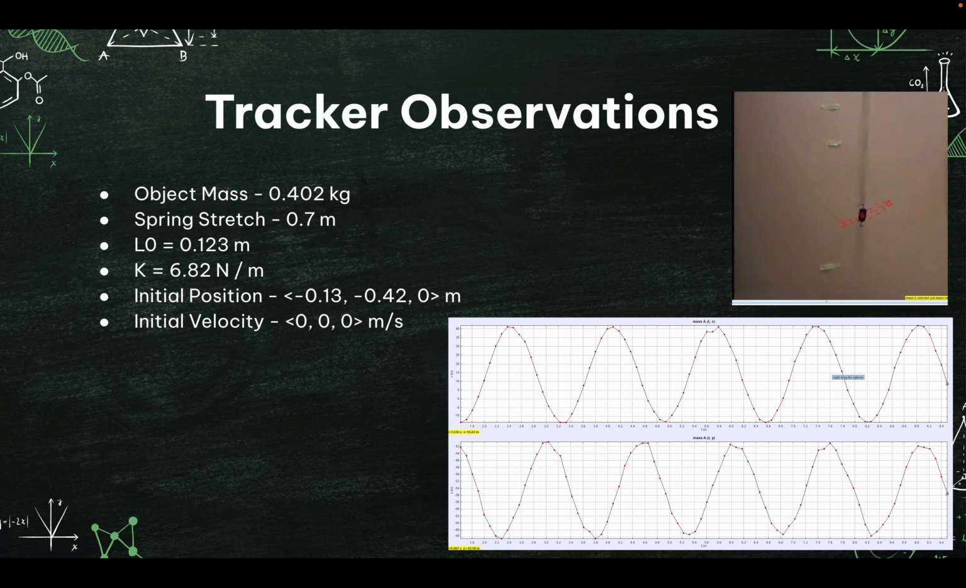My tracker observations provided some initial conditions for you to read. From my calculations, I found that the spring stretch initial was 0.7 meters, the length of the spring initially was 0.123 meters, and the spring constant was 6.82 newtons per meter. The initial position and velocity were as provided, and the initial velocity is 0 as the mass started at rest. Here you can see a plot of the position versus time graphs of the x coordinates and the y coordinates of the mass.